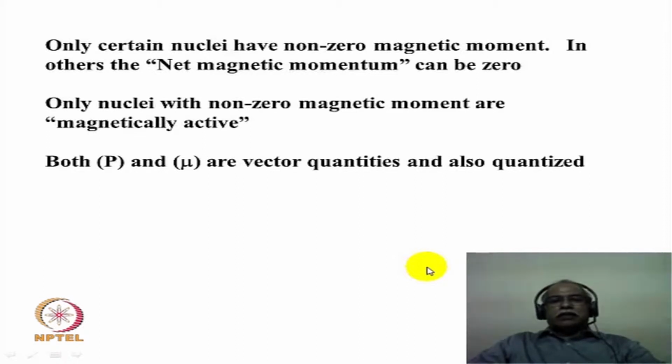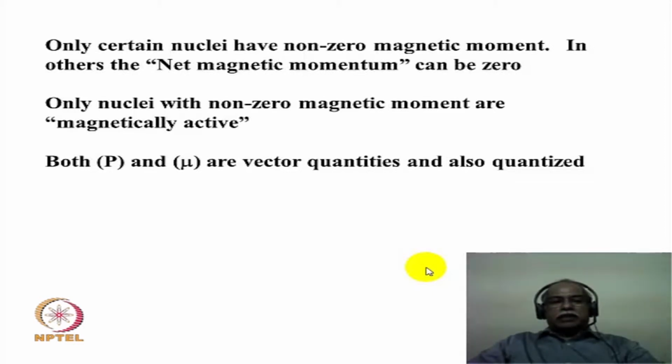Only certain nuclei have non-zero magnetic moment. In other words, the net magnetic moment can also be zero in certain other nuclei. Only nuclei with non-zero magnetic moment are magnetically active, and those are the nuclei which are useful for the purpose of nuclear magnetic resonance spectroscopy. In other words, those nuclei whose magnetic moment is zero are not useful for the purpose of nuclear magnetic resonance spectroscopy.